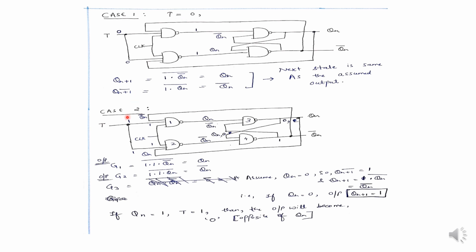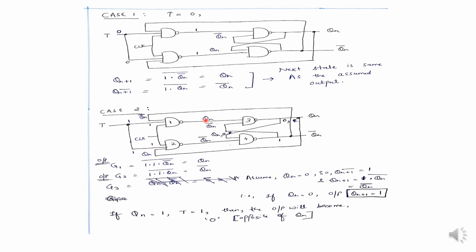Okay, now the case 2, if T equals 1. I forgot to write here T equals 1, so it is well understood. The next case is if T equals 1. So I have applied here, 1 is here, 1 is here. Clock pulse is 1. Okay, now if both of the inputs are 1, we have to see what the other input is here. So this input is coming from here, so this is QN bar, and this input is coming from here, so this is QN.